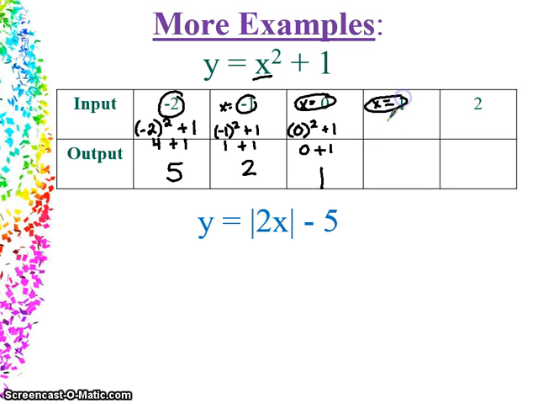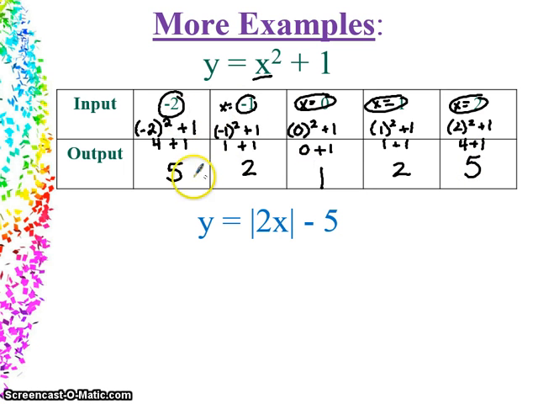Now we have x equals 1. So we have 1 squared plus 1. 1 squared is 1 times 1, which is 1, plus 1 more, which is 2. We have x equals 2. So we have 2 squared plus 1. 2 squared is 4, plus 1 is 5.